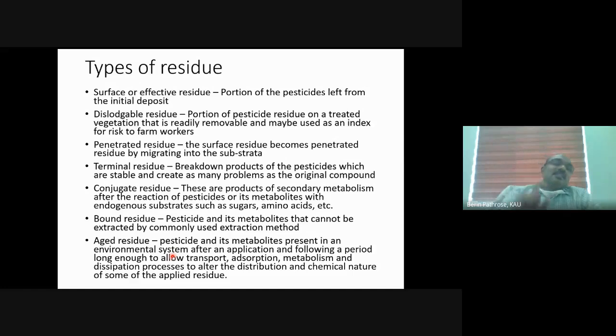And the next term is penetrated residue. We have surface residue, that is the residue remaining on the crop surface after the initial deposit.